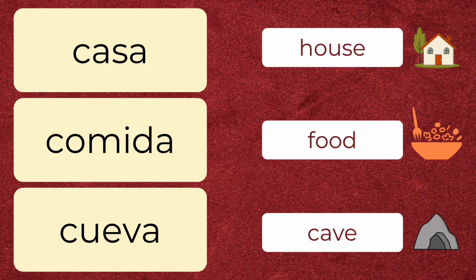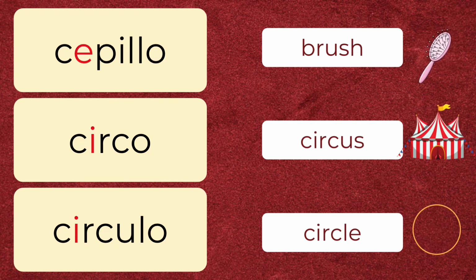Sounds like K, casa, because it is before A, but it changes when it is before E or I, and it is going to sound like letter S, like for example, cepillo, circo, círculo.